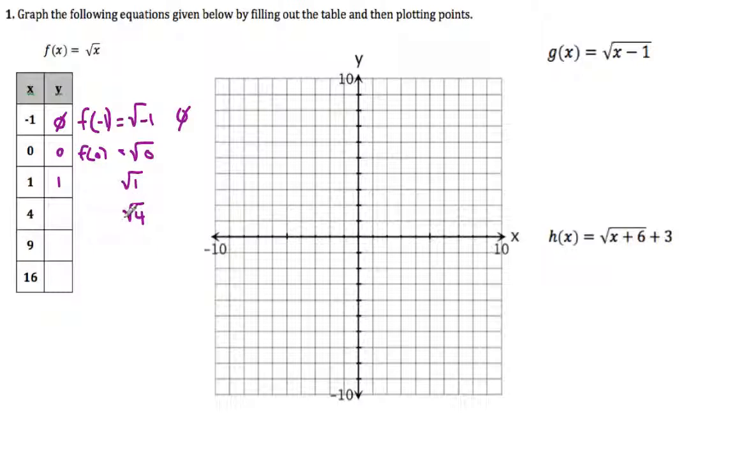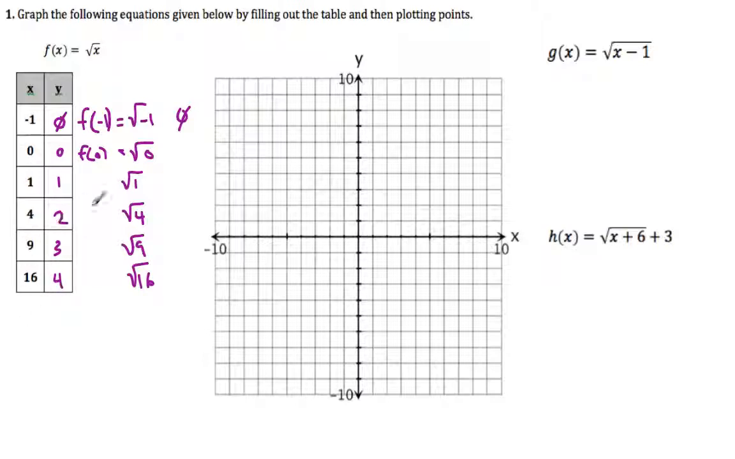Okay, now we have square root of 4, right? And what times itself equals 4? This is 2. Square root of 4 is 2. Now we have square root of 9. That gives us 3. And then square root of 16 is 4.